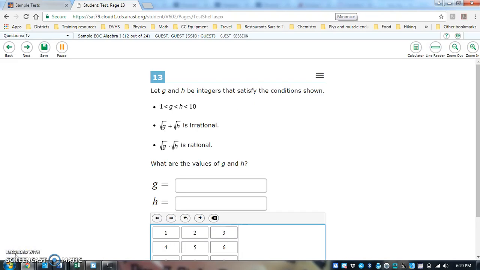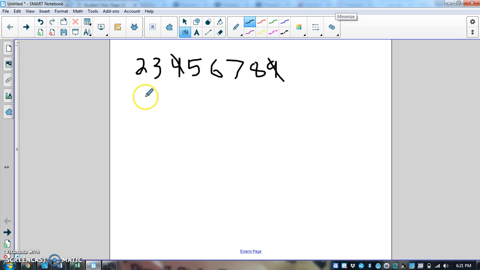Now, the next part says that the product of the square root of G and the square root of H is rational. If it's rational, then that means that it's probably going to be a perfect square. So now we have to figure out what combinations of numbers between G and H, or G multiplied by H, would give us a perfect square. So let's start off by going through these numbers. 2 times 3 is equal to 6, and we know 6 isn't a perfect square. 2 times 5, that's 10, so that's not going to work.